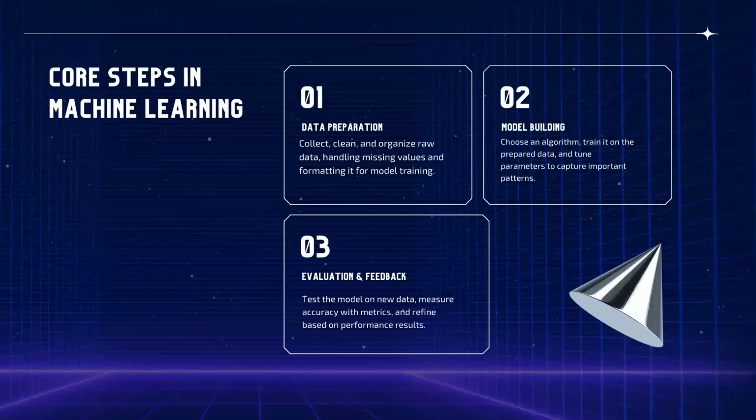Okay. Core steps in machine learning. There are three main steps in any ML workflow. First, data preparation. We collect, clean, and organize the data, fixing missing values and formatting it properly. Second, model building. We choose the right algorithm, train it, and fine-tune it to capture patterns in the data. And third, evaluation and feedback. We test how well the model performs, measure accuracy, and make adjustments to improve it.